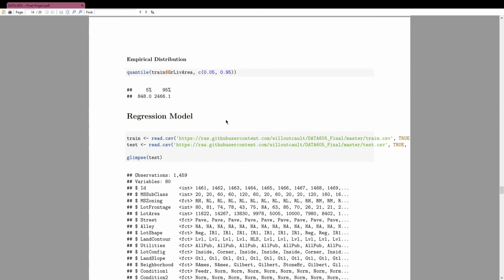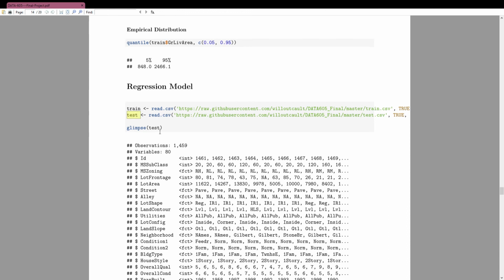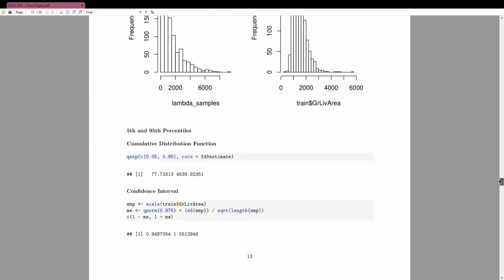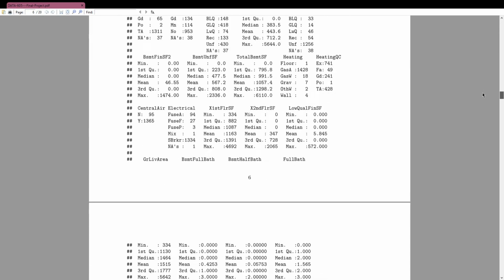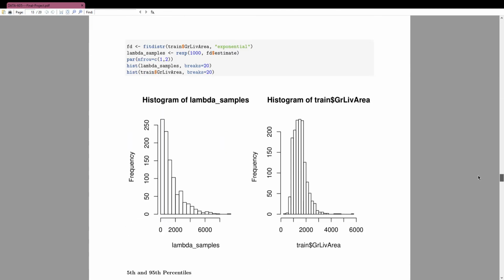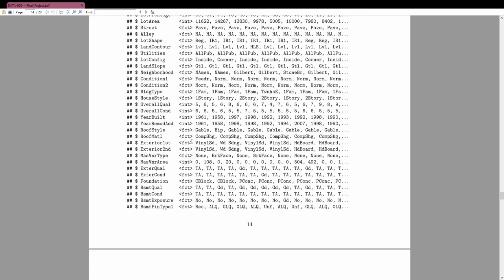The last part of the assignment is to create this regression model. We are loading in the same data sets again. We already looked at the training, so this time around we're going to look at the test data set. You see here it's one less row and one less variable. I believe that's true. Let's double check. Yes, okay. So it's one less row, one less variable.